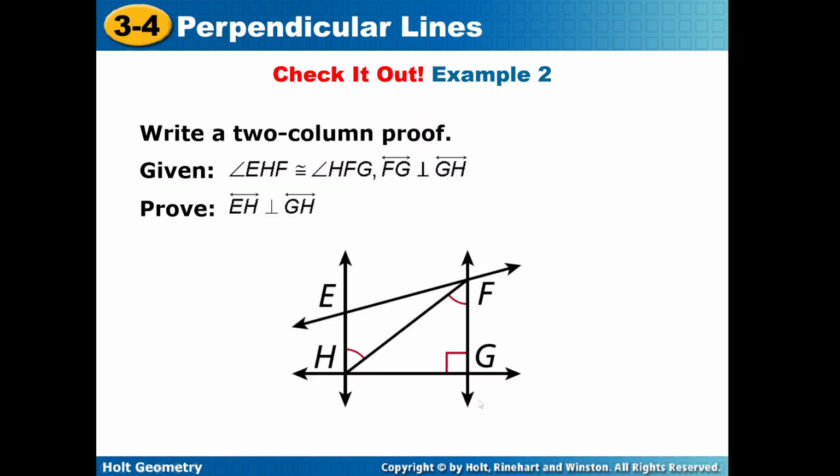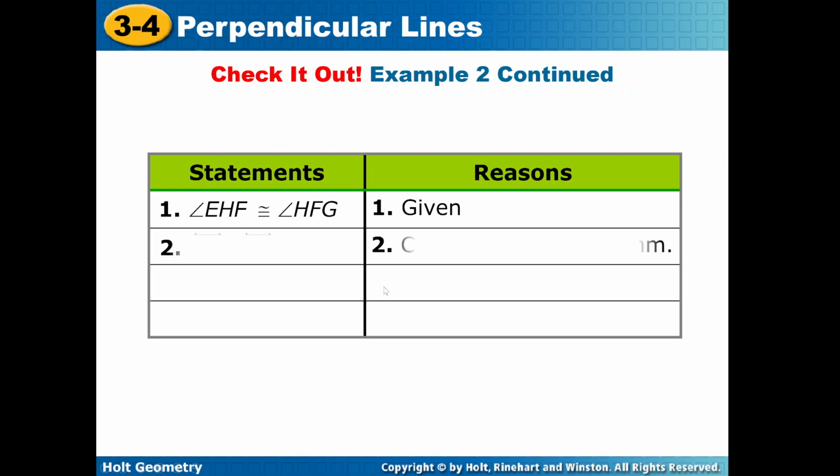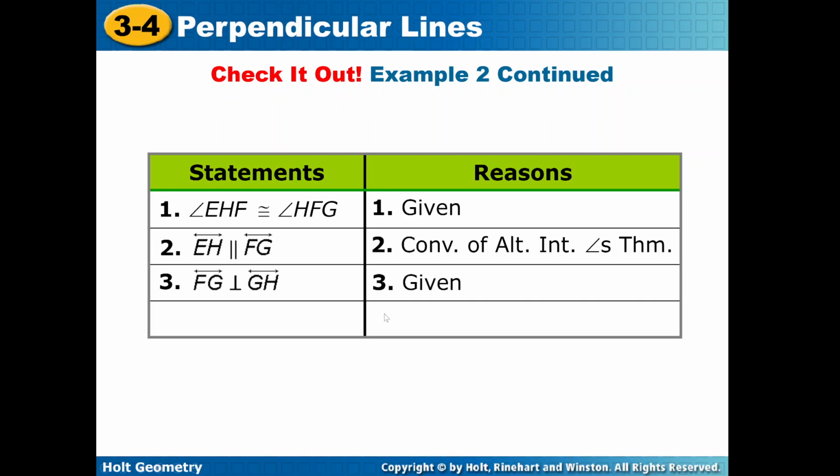Here's another two-column proof. The good thing is that the diagram is given, and also all the given elements are already provided. So the statements start with the given. Two angles are congruent. What are those two angles? They're alternate interior angles. Therefore line EH is parallel to FG. We talked about that in the previous sections. Then, given that line FG is perpendicular to GH, and the lines are parallel, that means EH is perpendicular to GH, by the perpendicular transversal theorem.